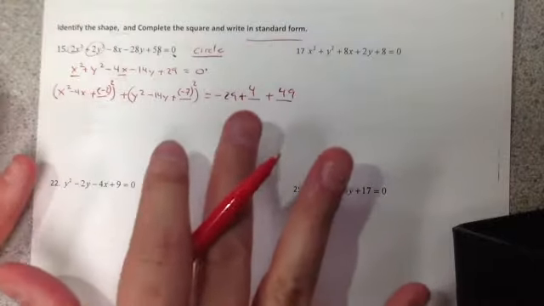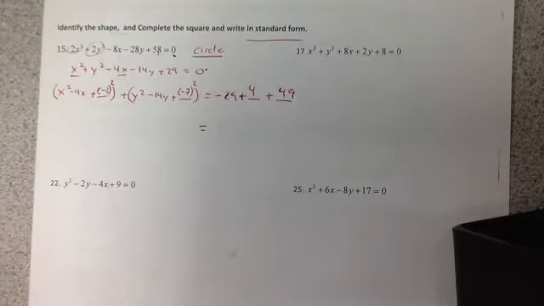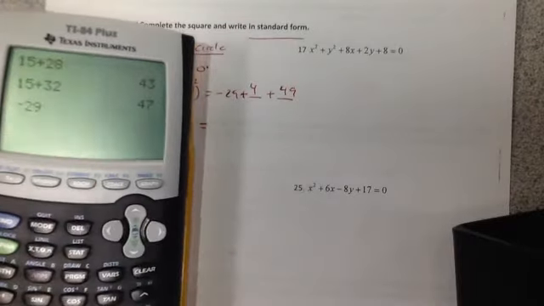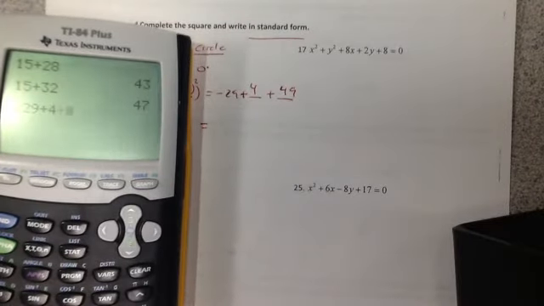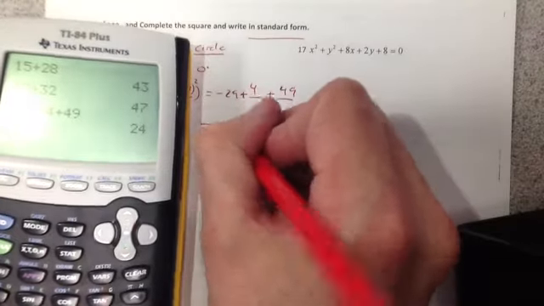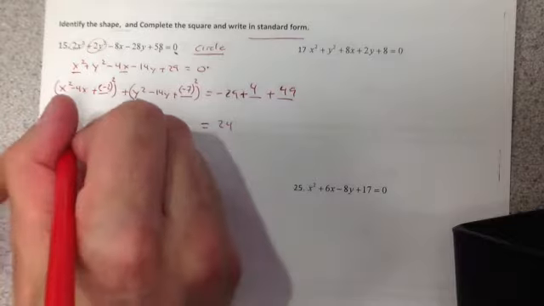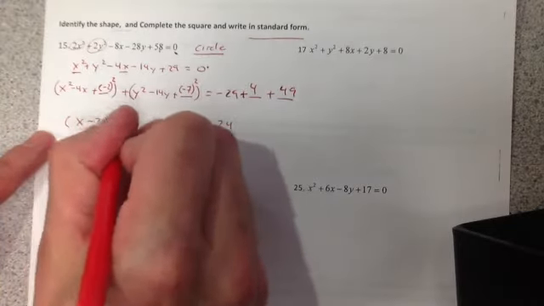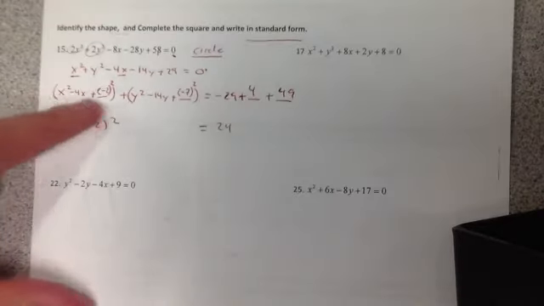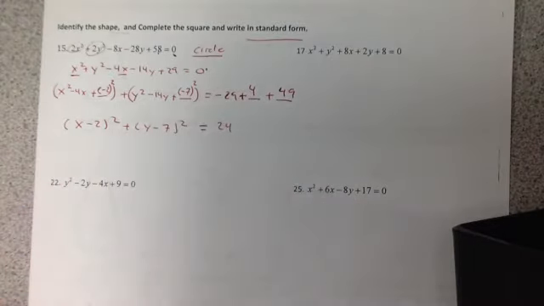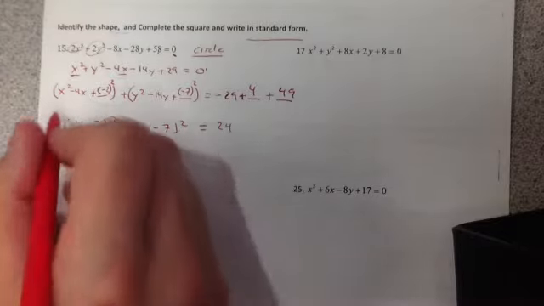Now, on the right side, we're just going to add those together. We get negative 29 plus 4 plus 49. I'm going to use my calculator. I'm going to cheat here. Negative 29 plus 4 plus 49 gives me 24. On the left side, we already have our complete square. So we get x minus 2 squared. You don't have to factor it. We already did it, x and 2. And we get plus y minus 7 squared. And there is our first equation right there.